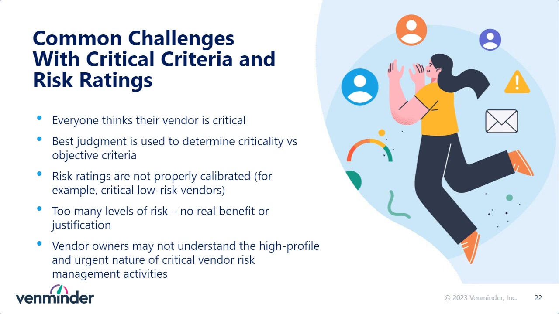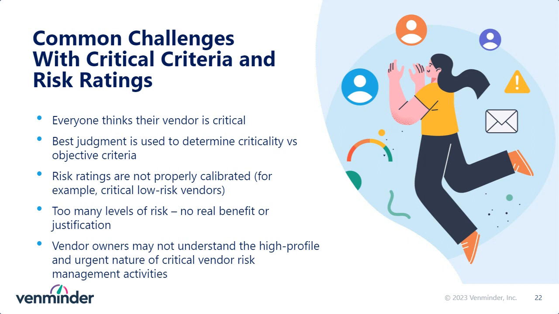Another big issue is that risk ratings are not properly calibrated. So, for example, we're seeing a lot of vendors that are listed as low risk but also critical. That should be a red flag to go back and look at both your criteria for critical and what's going on with your methodology for risk rating. Another one is you just have too many levels of risk and there's no real benefit. So, you know, we have that high, moderate, low, moderate.